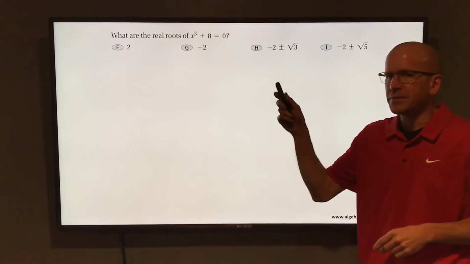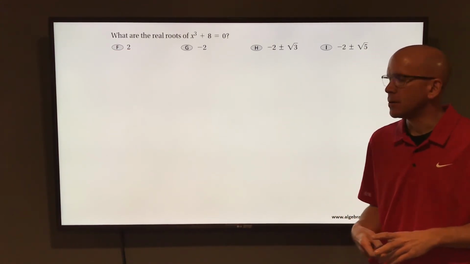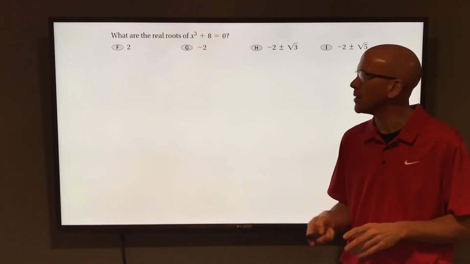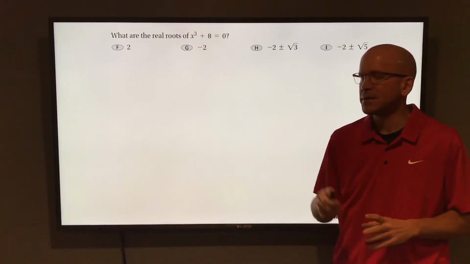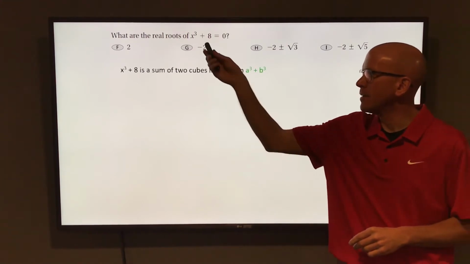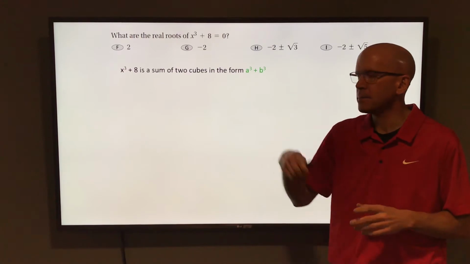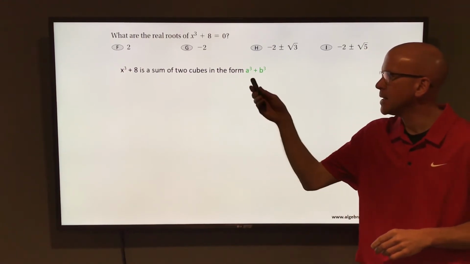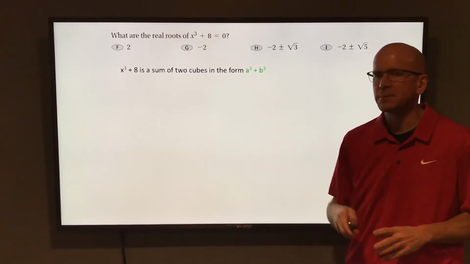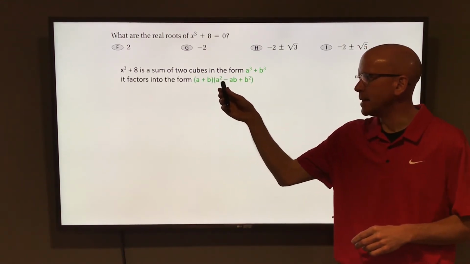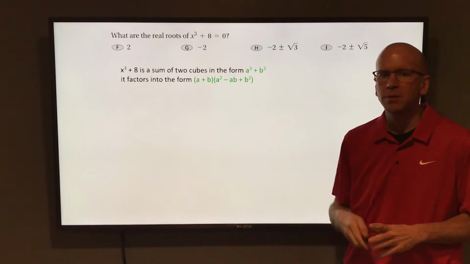What are the real roots of x to the third plus 8 equals 0? Roots, zeros, solutions, x-intercepts, they all mean the same thing. Call them what you want. That x to the third plus 8, that is a sum of two cubes. You have two perfect cubes, x to the third and 8. With a plus sign between them, that is a sum of two cubes. That's in the form of a to the third plus b to the third. That factors into the form of a plus b times a squared minus ab plus b squared.